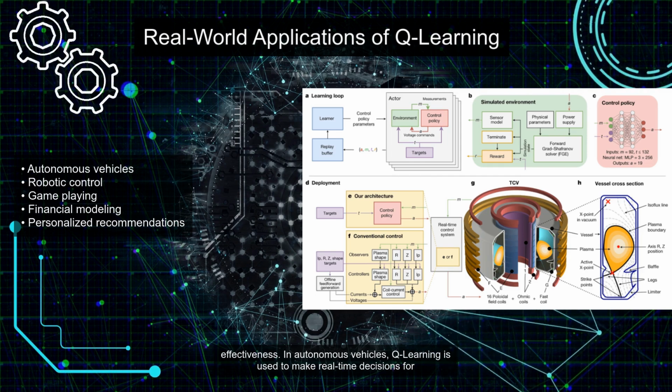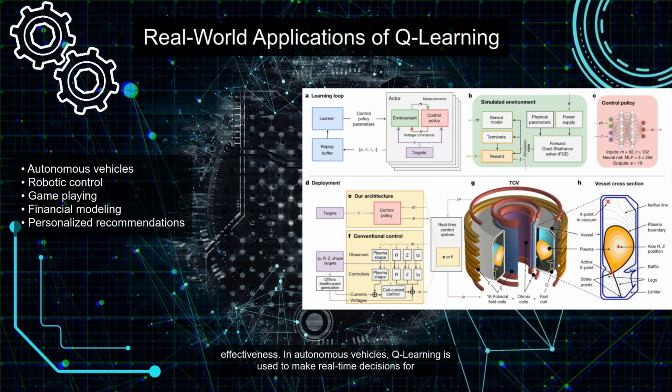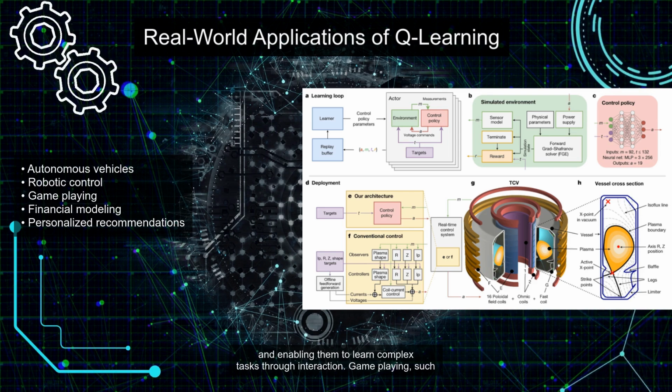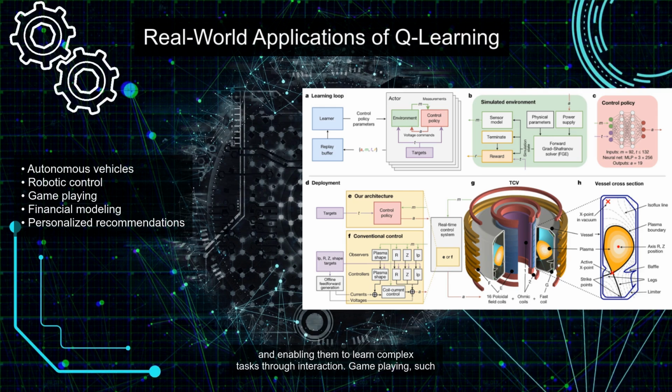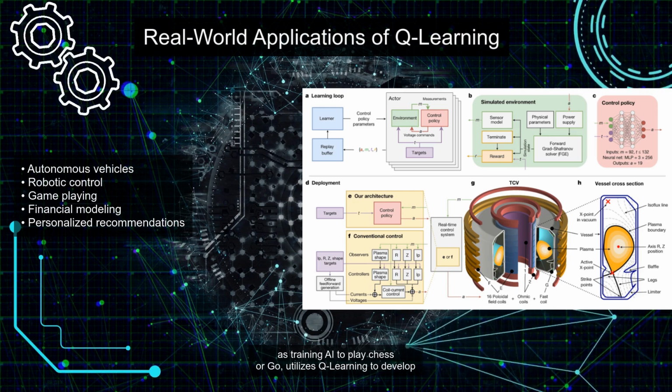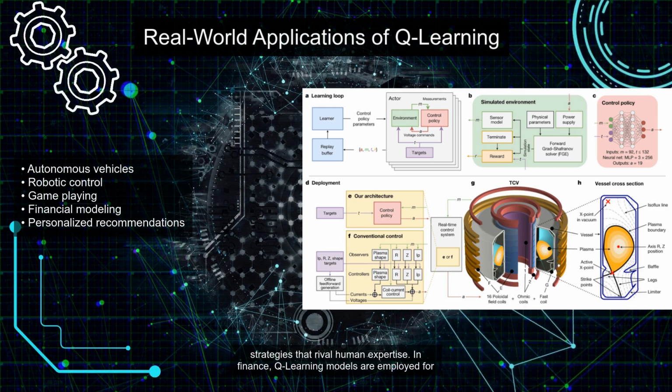In autonomous vehicles, Q-learning is used to make real-time decisions for navigation and obstacle avoidance. In robotics, it helps in controlling robotic arms and enabling them to learn complex tasks through interaction. Game playing, such as training AI to play chess or Go, utilizes Q-learning to develop strategies that rival human expertise.